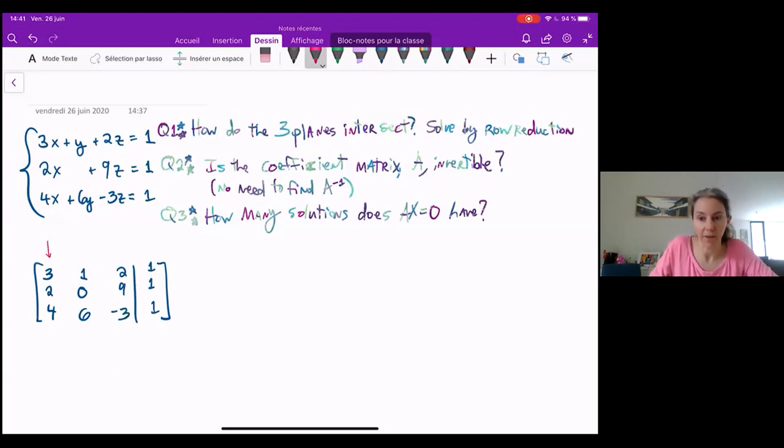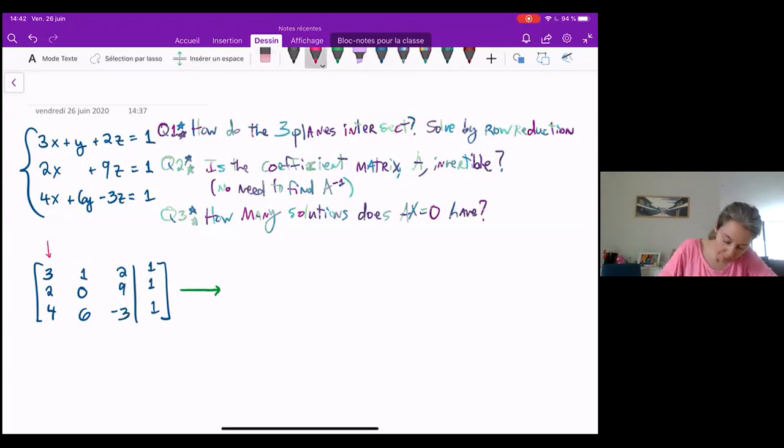1 is a great pivot. So are numbers that are factors of all the other numbers in the column. 2 is not a factor of both 3 and 4. 3 is not a factor of 2 and 4. 4 is not a factor of 2 and 3. So we're going to make a 1. And we're going to make a 1 by doing row 1 minus row 2. So 3 minus 2 gives me 1. So I'm creating my pivot of 1.